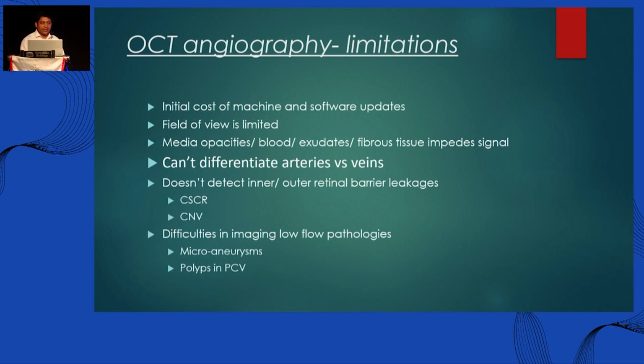And the limitations: the field is very limited. That's the biggest disadvantage. You can just see the posterior pole, and you will never see arteries versus veins. They are just all vessels. And in conditions where you want to look at leakages, like CSCR, CNVs, polyps, you will not see them. Thank you.